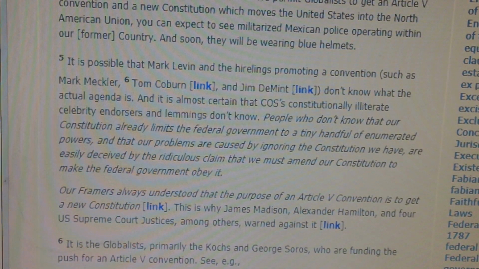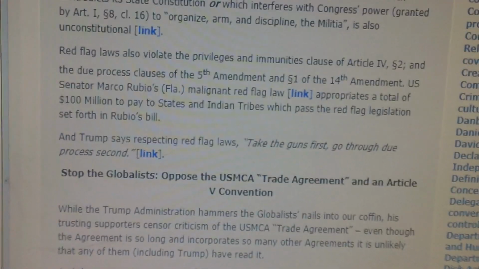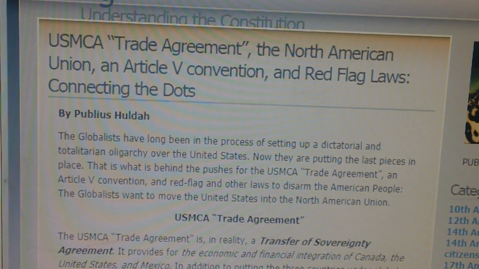Okay, people, I'm going to put a link to this. You go read this yourself. I'm already into 8 minutes. This is connecting the dots. You see where this is going?